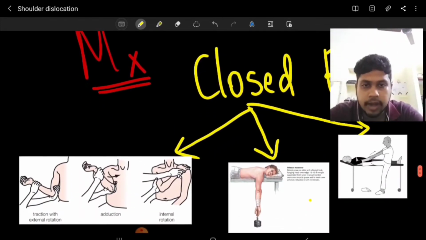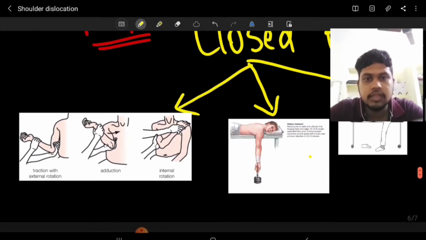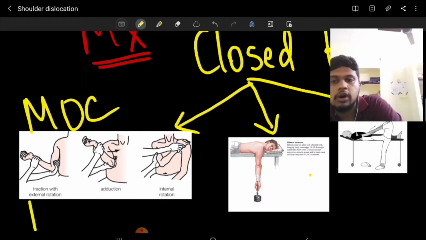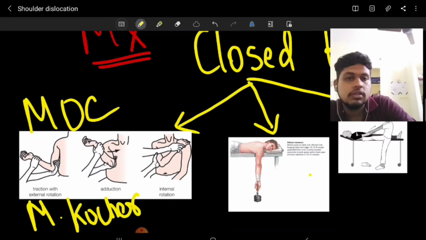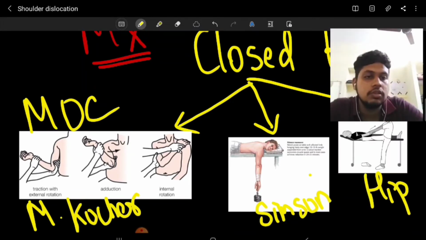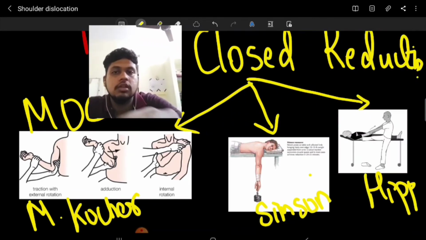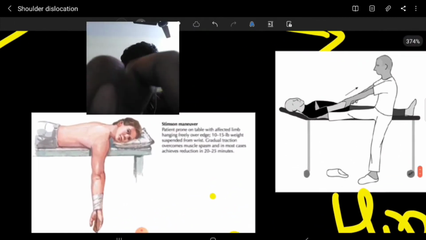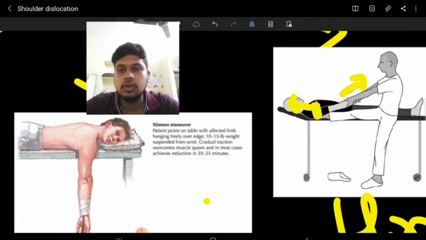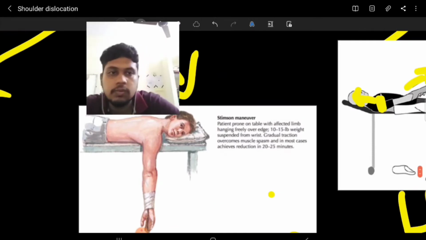Shoulder dislocation can be managed by closed reduction. There are three methods, but the method of choice is the modified Kocher's technique. This one is Simpson's gravity method. This is not followed now. And this is the Hippocratic method. This was the oldest method of shoulder reduction. By giving traction and counter traction with the help of the foot, they reduced the shoulder dislocation previously, but this is not followed now.